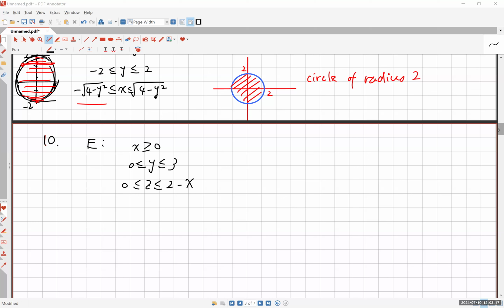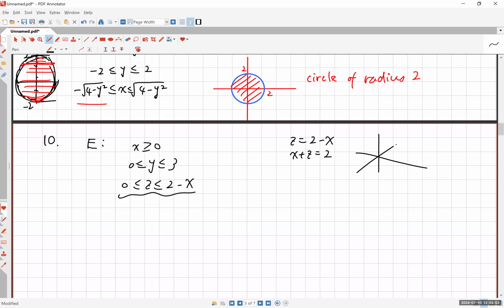In this question, number 10, there is a solid E, and we are to find the volume of the solid by writing a triple integral that represents the volume of the solid E. What it says here is that x is greater than or equal to 0, y is between 0 and 3, z is between 0 and 2 minus x. All right, so what does that mean? Well, this is the most complicated thing here, right? So what is that? z equals 2 minus x, that's x plus z is equal to 2. You may want to sketch that.